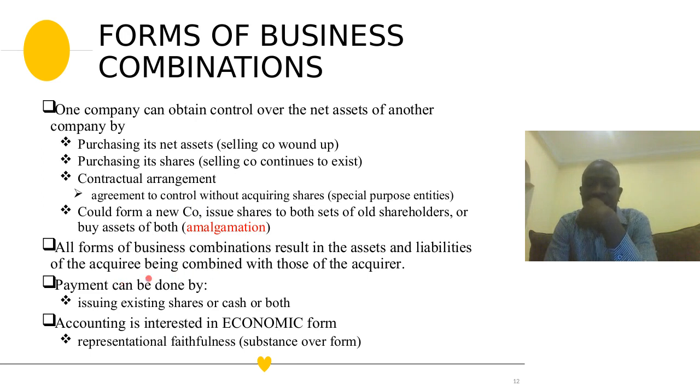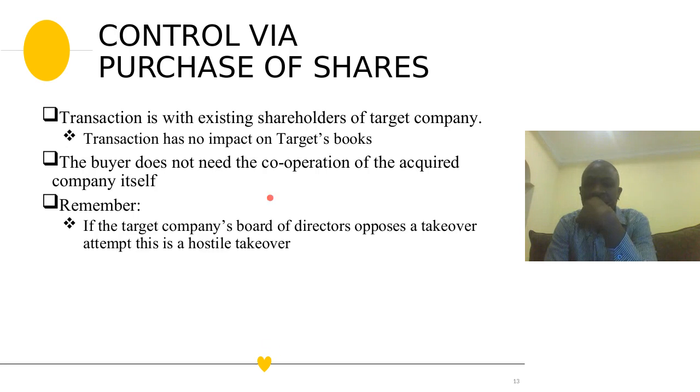Now, the other forms of the business combination result in the assets and liabilities of the acquiree being combined with those of the acquirer. So those are some of the forms.